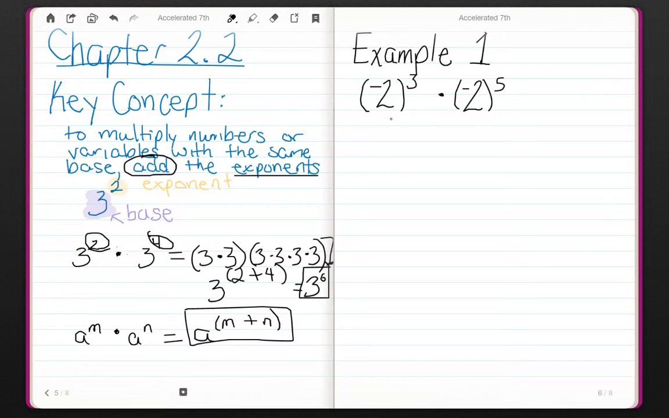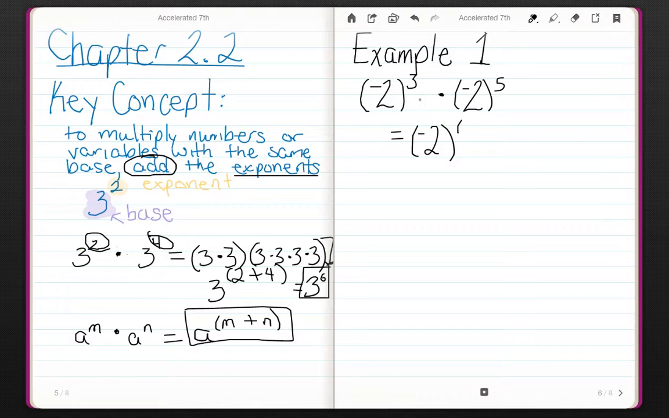So here I have negative 2 to the 3rd times negative 2 to the 5th, and my base is the same. So I keep the base as negative 2, and now I'm going to add the exponents, 3 and 5. 3 plus 5 equals negative 2 to the 8th power.